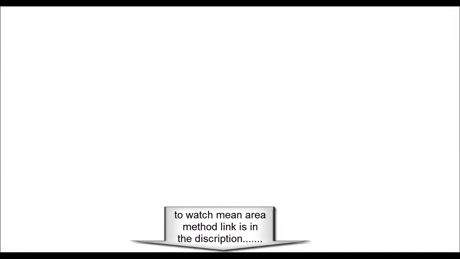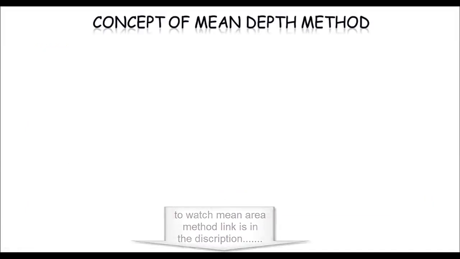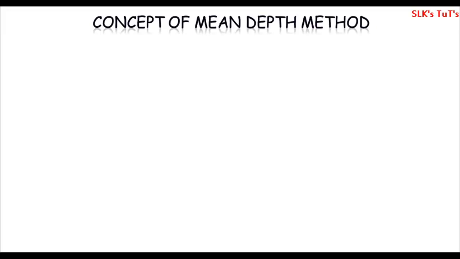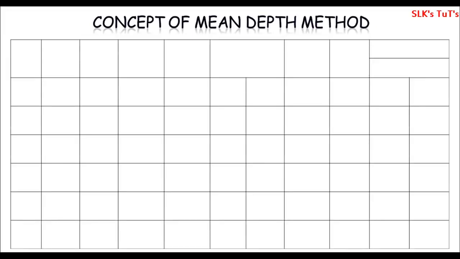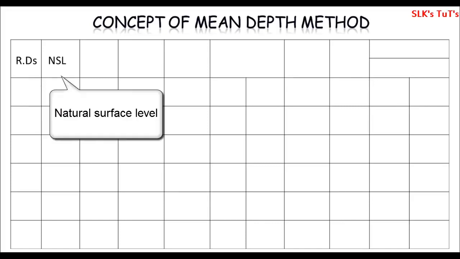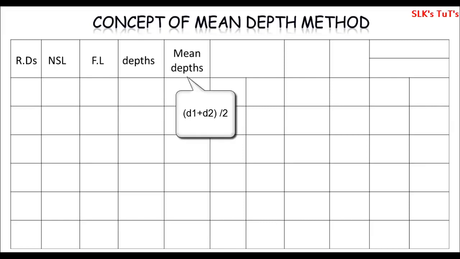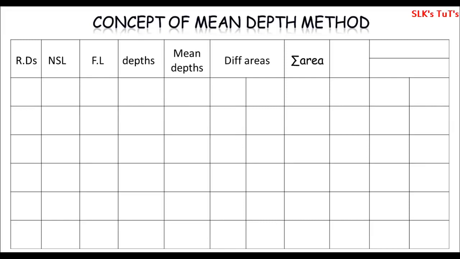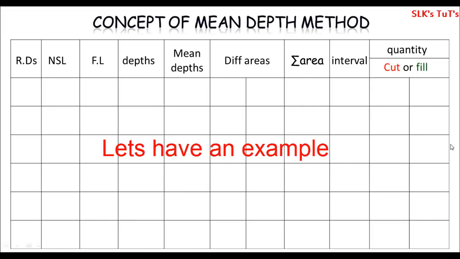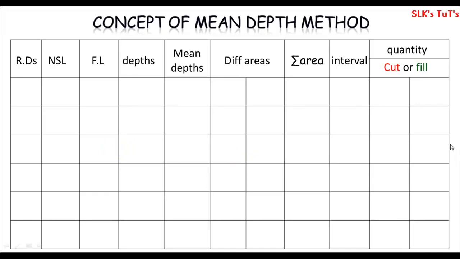In this method, the first thing I want to explain is the concept of the mean depth method. The mean depth method calculation can be done in the given table. Remember, this table represents the columns of RDs, natural surface level, formation level, depths, mean depths. That's why this table is known as the mean depth table. And then different areas, the summation of areas, then the interval or length, and then the quantities in the form of cut or fill. For better understanding, we'll give a solution to a problem as we always do.